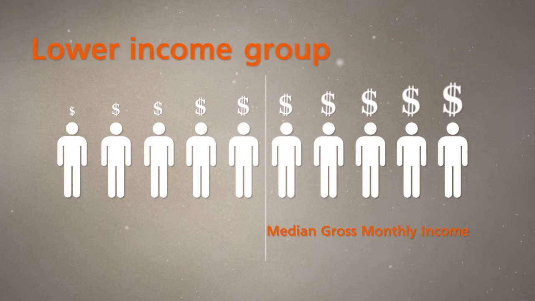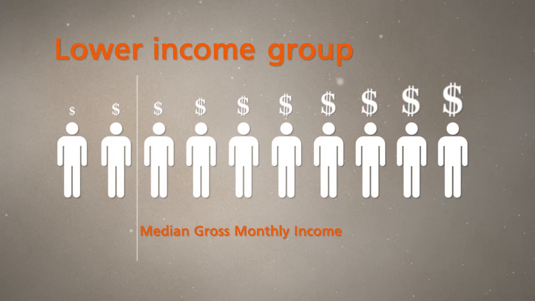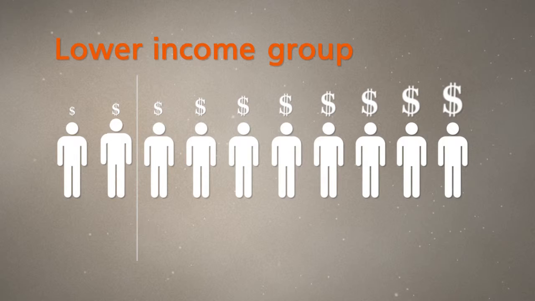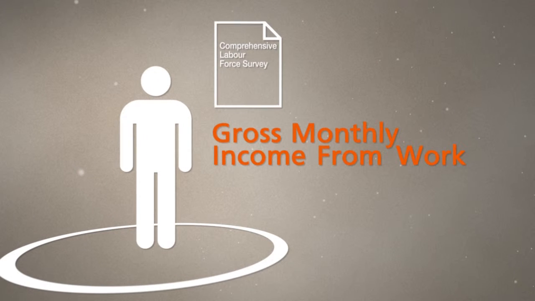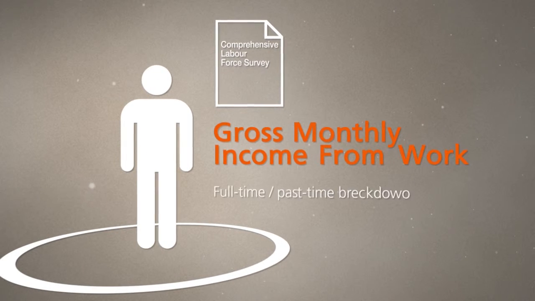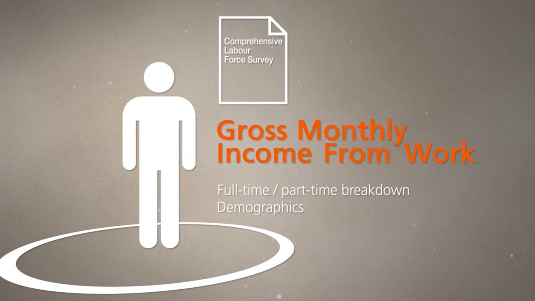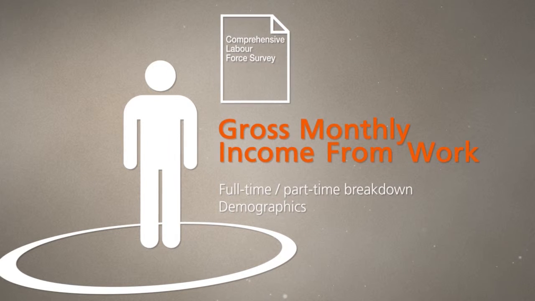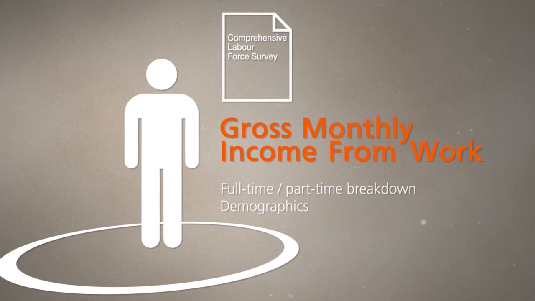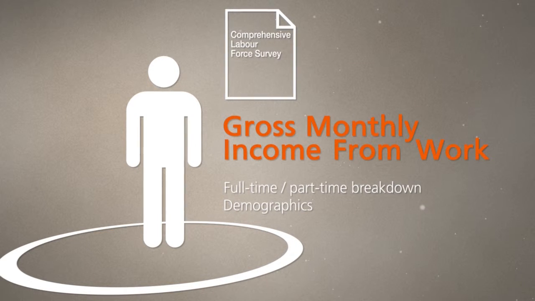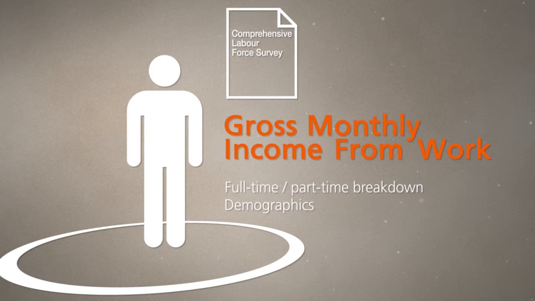We also track the income of lower income earners using income at the 20th percentile, which is the income level that divides the bottom 20% of income earners from the rest. We publish gross monthly income data separately for workers in full-time and part-time employment, and by various socio-economic demographics of the workers. This is done on a yearly basis. The change over time in median gross monthly income of full-time workers reflects workers' well-being.